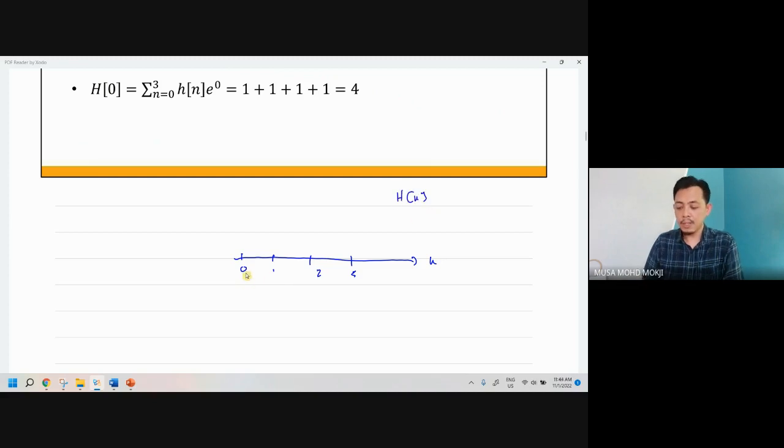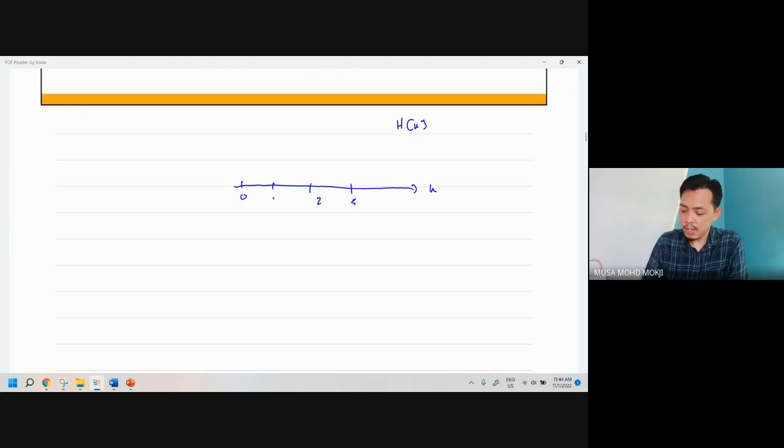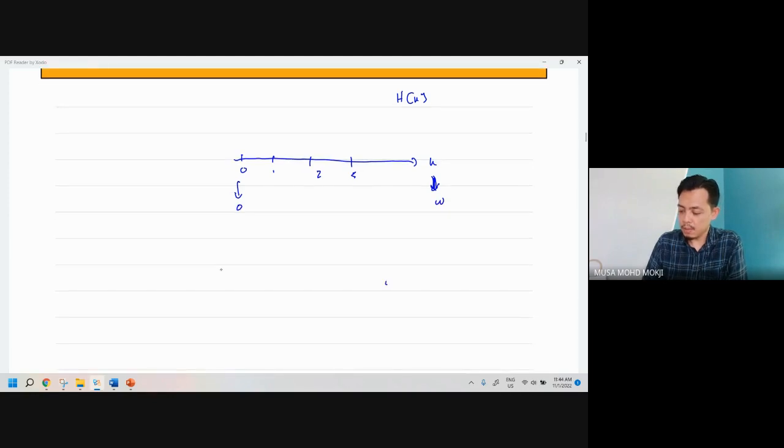So you should find what is H0, H1, H2, and H3. So now you have 1, 2, 3, 4, which means 4 samples. But of course, if you convert that into omega, so what is actually omega? Omega is 2 pi k over n. And because your n is 4, this is actually pi k over 2, in our case here.